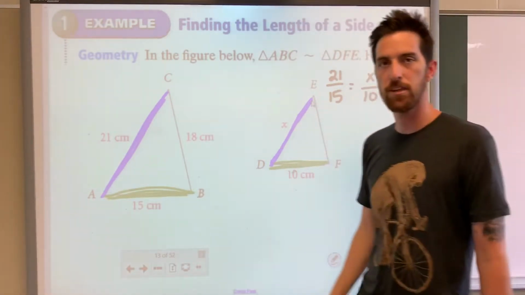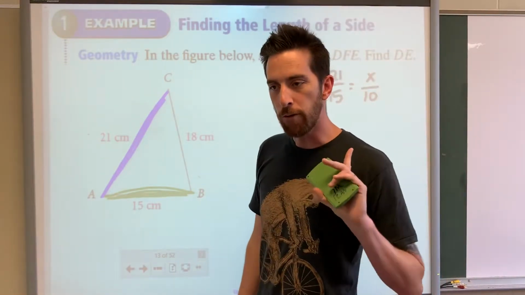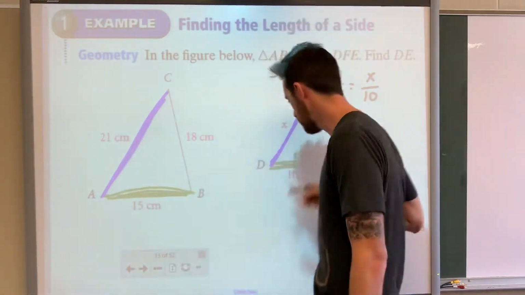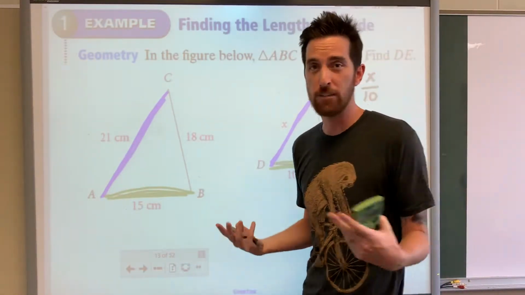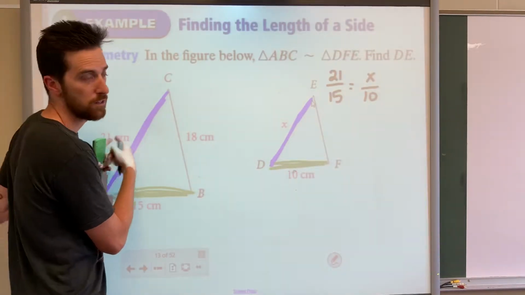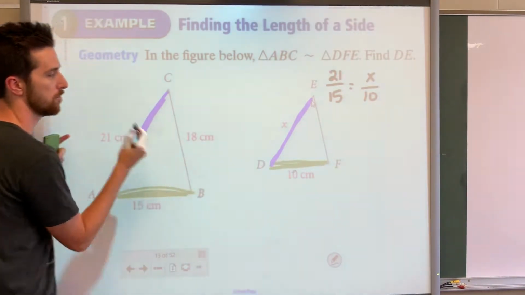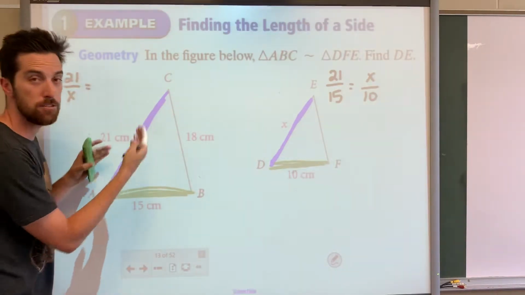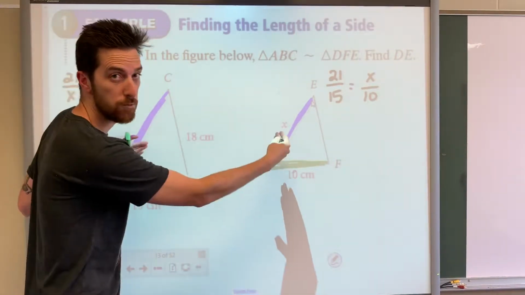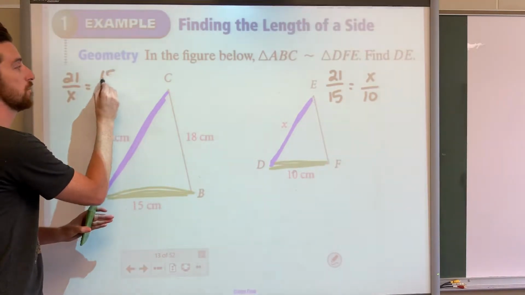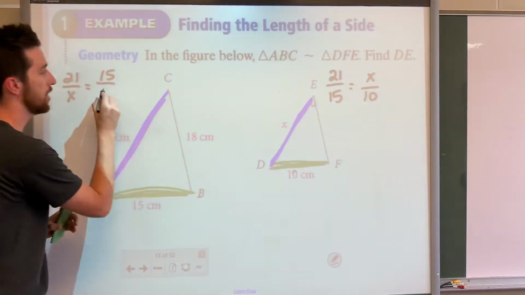Now some of you might be saying, oh, Mr. Plan, what if I don't want to set it up that way? That's fine. If you want to do bottom over left side equals bottom over left side, that's fine. You could also set it up with the corresponding parts. 21 on the big triangle corresponds with X. So you could say 21 over X, big triangle over corresponding little triangle. So then the other big triangle would be 15 over the corresponding little triangle, which is 10.